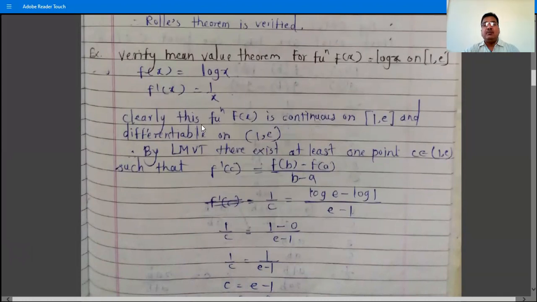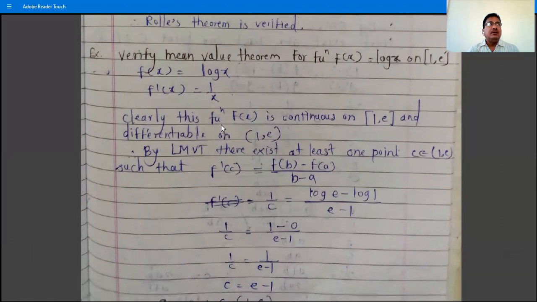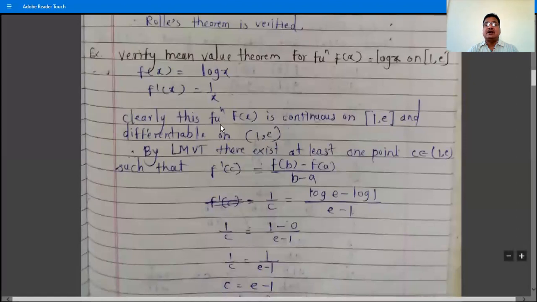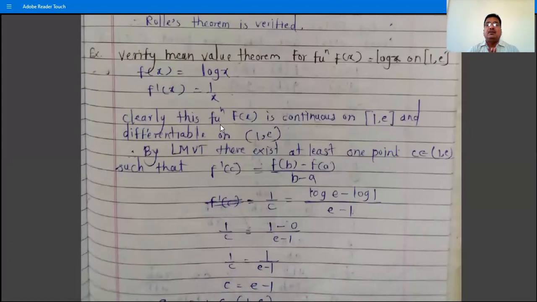So write clearly that the function f(x) is continuous on the closed interval [1, e], and differentiable on the open interval (1, e), because the logarithmic function is continuous and differentiable everywhere. In verification of each theorem, that is Rolle's theorem, Lagrange's mean value theorem, Cauchy's mean value theorem, there is no need to prove that the function is continuous and differentiable. Directly write that the function is continuous on the closed interval and differentiable on the open interval. No need to give the proof of continuity and differentiability.